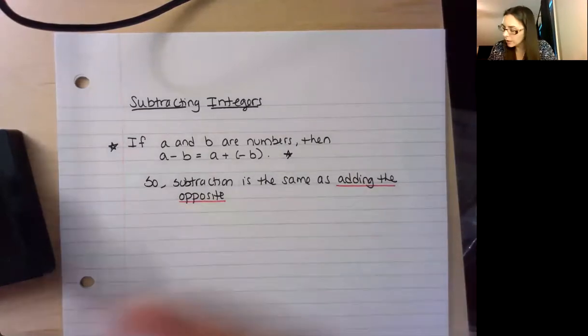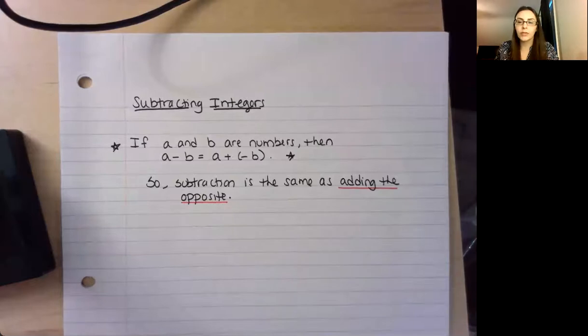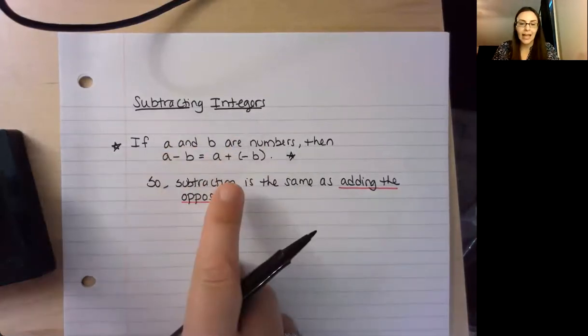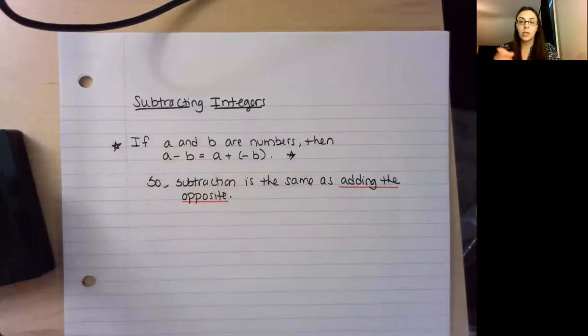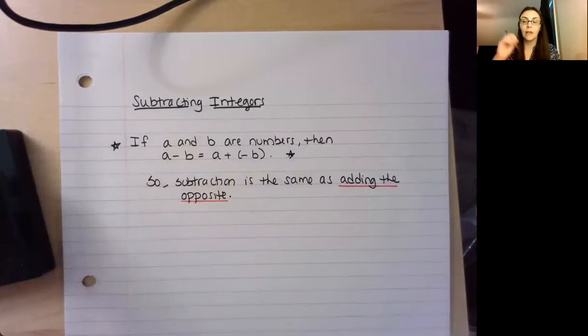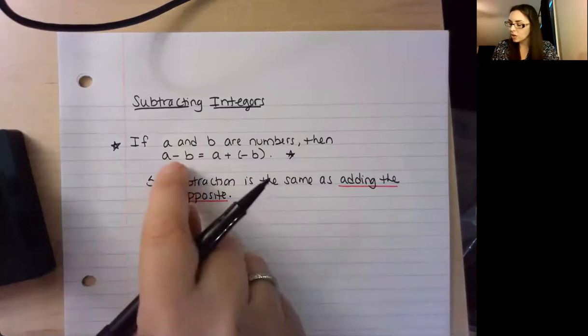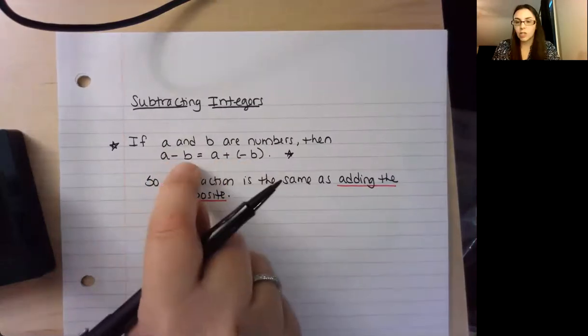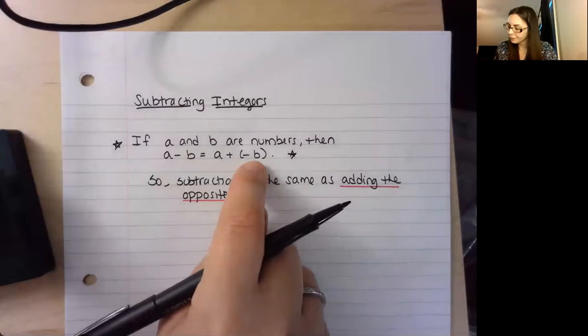So what we're going to do here, instead of trying to learn all new rules for subtraction, we're actually going to use this rule right here and change it to addition. And the reason we can change to addition is we have to add the opposite. So when the middle sign changes to addition, then the second number changes sign as well.